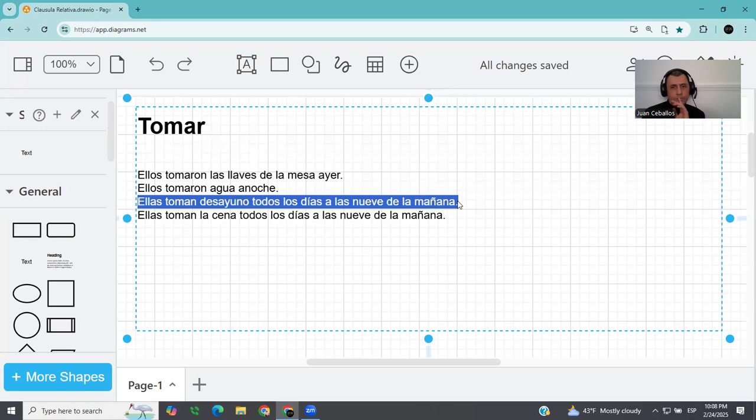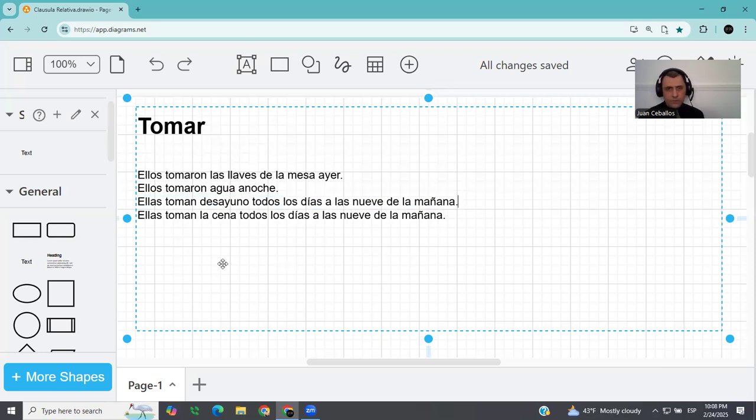Now, to take lunch or to have lunch is not correct, because we don't drink the lunch or the dinner. That's how we see it in Spanish. Instead of saying that, we have a very specific verb for this. It would be ellas cenan, which comes from the verb cenar.